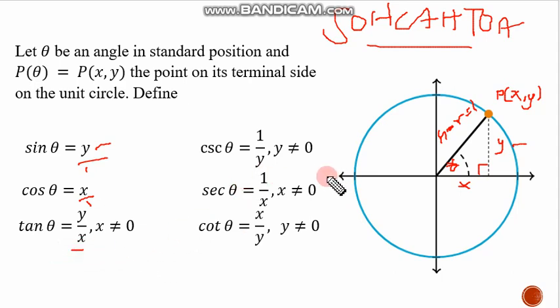Cosecant theta is the reciprocal of sine theta, which is y over 1, so 1 over y. Secant theta is the reciprocal of cosine theta, which is x over 1, so 1 over x. And cotangent theta is the reciprocal of the tangent, y over x. So that's cotangent theta is x over y.